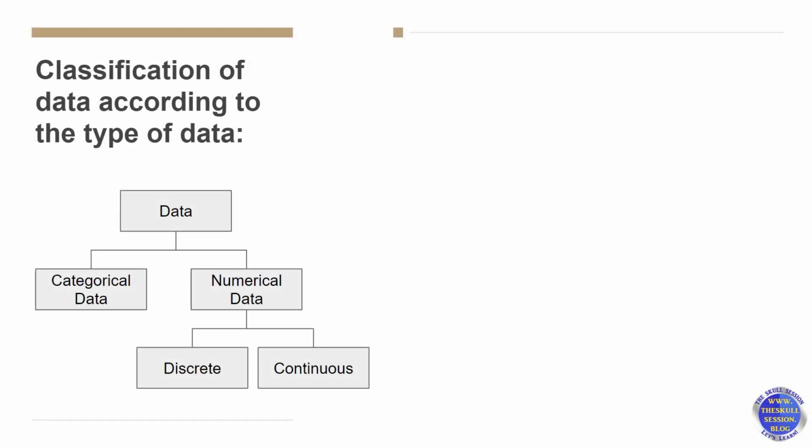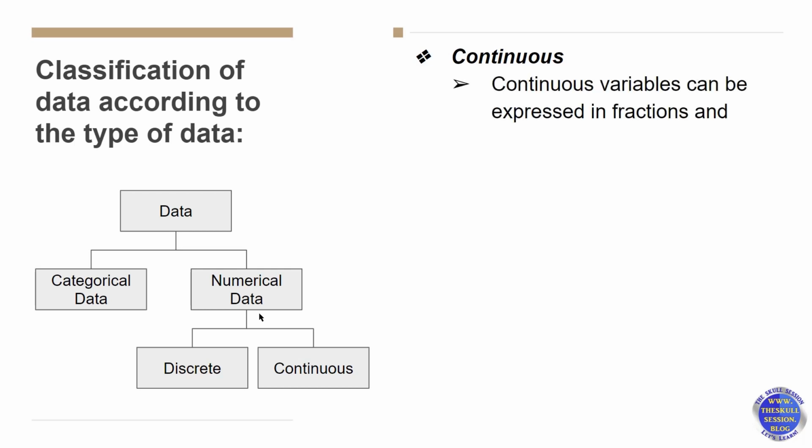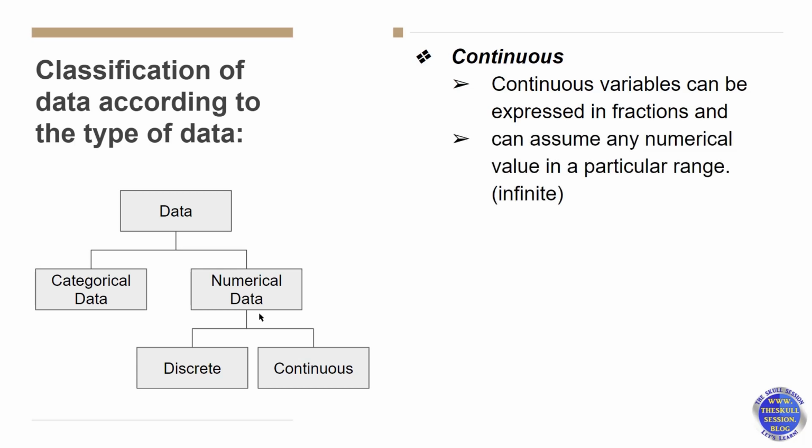Now we have seen that the data can be divided into two types, that is categorical and numerical. Now let us look at the difference between the two types of numerical data. First we will see what is a continuous data or continuous variable. The continuous variables can be expressed in fractions and it can assume any numerical value in a particular range, which makes it infinite. Infinite means you cannot count the entire set. There are unlimited values that a continuous variable can assume.